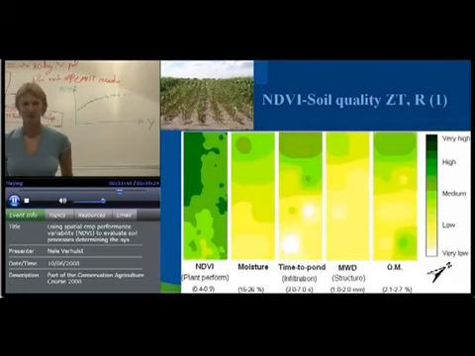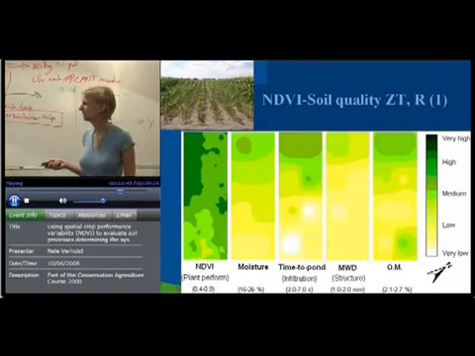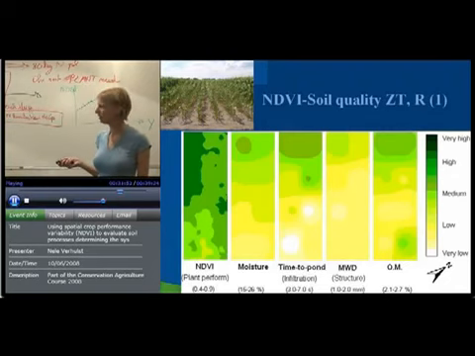I don't know if you can see better. It goes from yellow to green: the low ones are yellow-white, the high ones are darker green. This is plot 17, the zero tillage remove one.